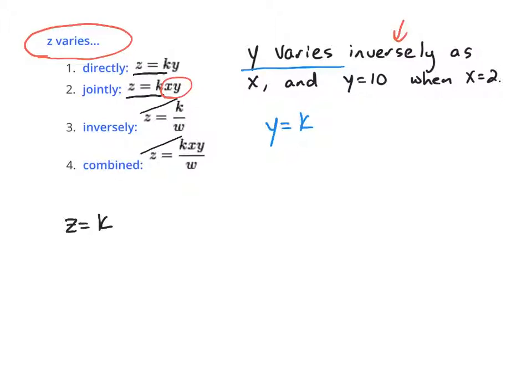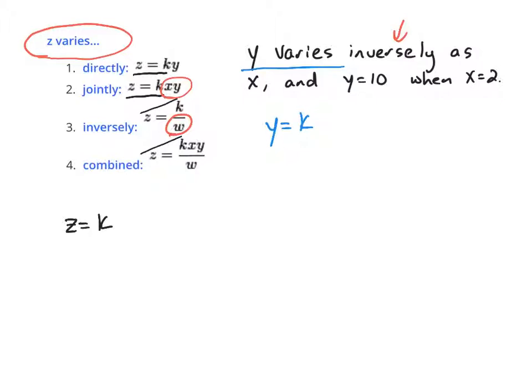Number three, we have inversely. Inverse, or the opposite. What is the opposite of multiplication? Because so far we're only talking about multiplication. The inverse of multiplication is division. So we're working inversely as w. So if you see directly or jointly, we know we're multiplying. If we see inversely, we know we're dividing. And then combined variation means we're combining the two together. So either direct variation, inverse variation, or joint variation and inverse variation. We're combining multiplication with division.